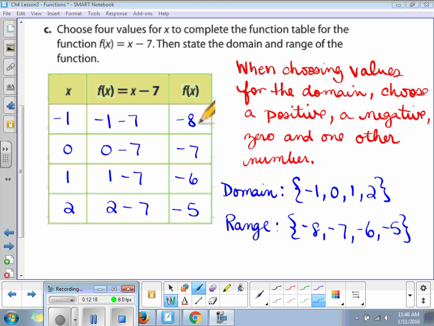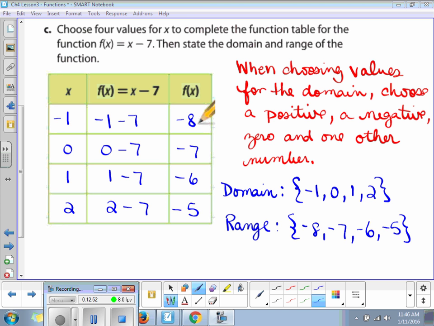Let me ask you this. Can I put other numbers in there for the x value? Yeah. What kind of numbers can I put in there? Positive, negative, 0. Can I put decimals in there? Can I put fractions? Can I put mixed numbers? I can put anything I want in for x, right? Because then, once I put anything in there, I'm going to get the y value.